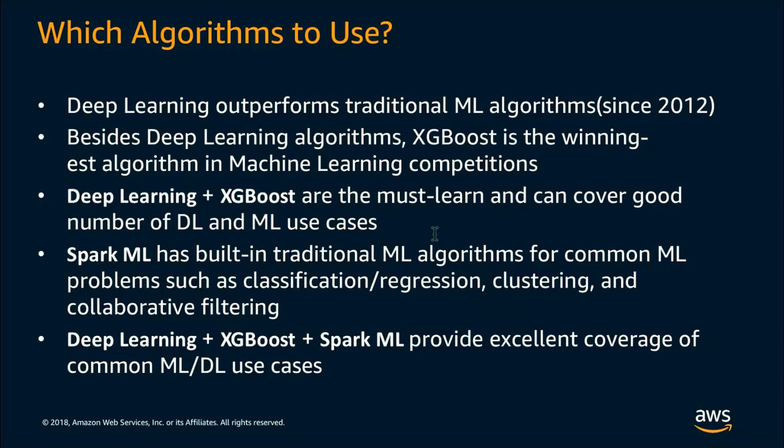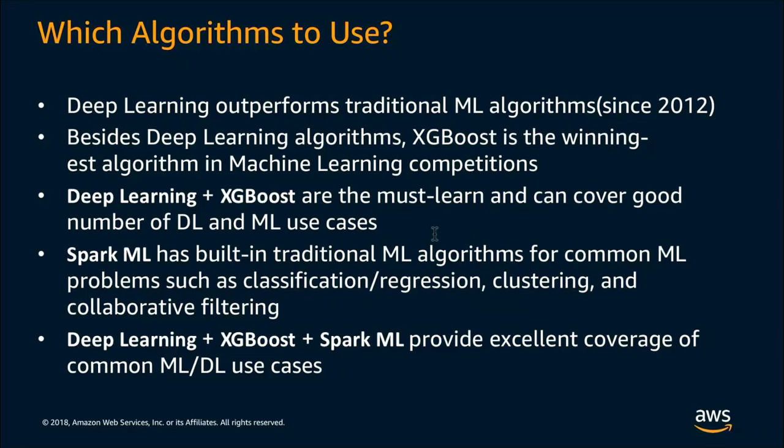Now we have training data after feature engineering, but there are a ton of machine learning algorithms available. So which ones to use? Since 2012, when the deep learning model MXNet won the ImageNet large-scale visual recognition challenge, deep learning has gained tremendous momentum, growing beyond the initial image processing focus to solving a wide range of problems. It outperformed the traditional machine learning algorithms in just about every field. And besides deep learning algorithms, XGBoost is the winningest algorithm in machine learning competitions. XGBoost is fast and more accurate than other traditional machine learning approaches. So deep learning plus XGBoost are must learn and can cover a good number of deep learning and machine learning use cases.